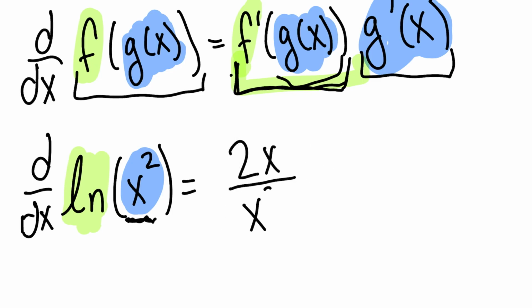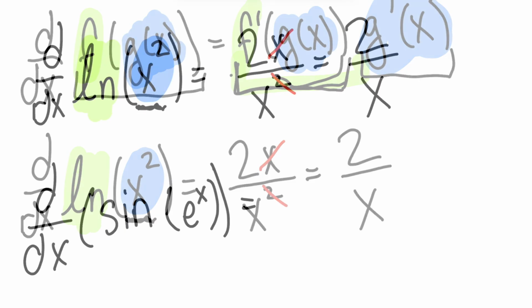All right, simplifying this even more, what we see is we have an x on top and an x squared on the bottom. What we can do is we can cancel out an x on the top and cancel out an x on the bottom. This is going to give us a final answer of 2x.